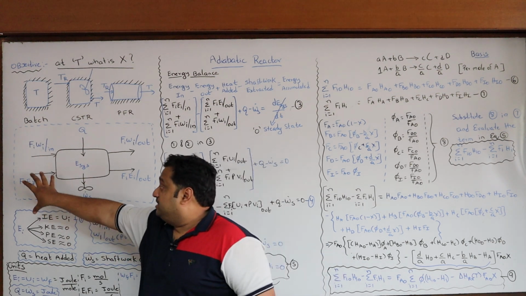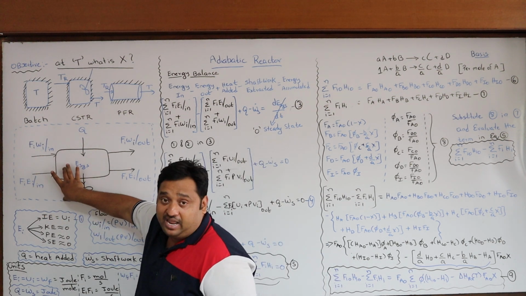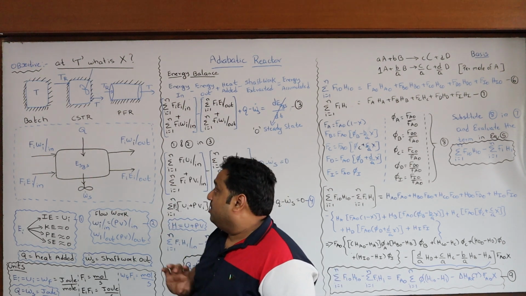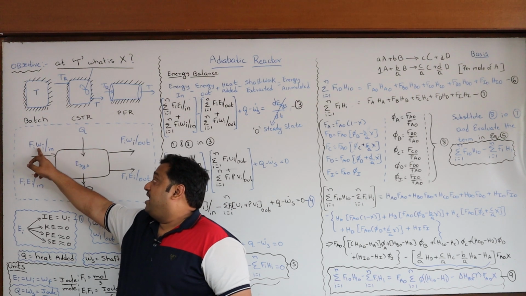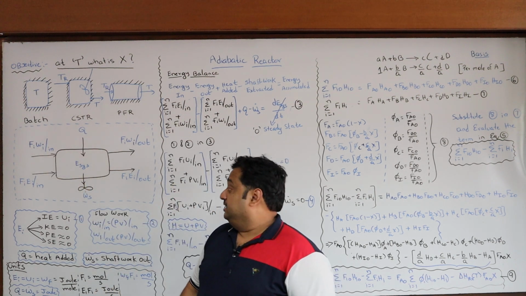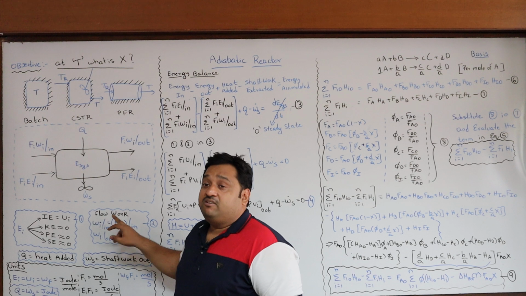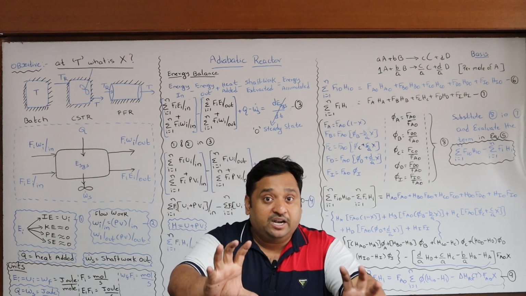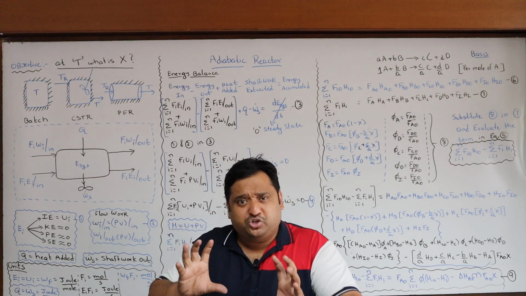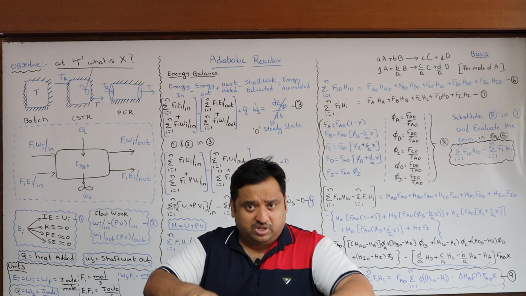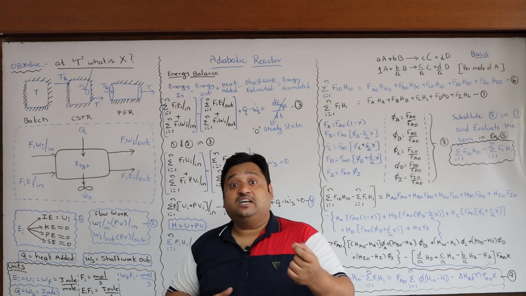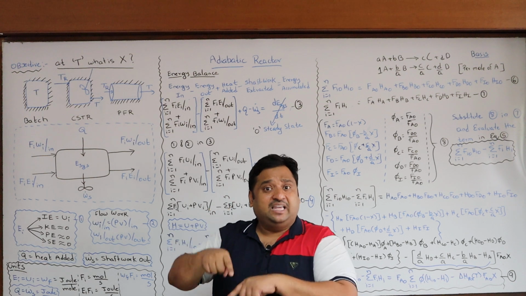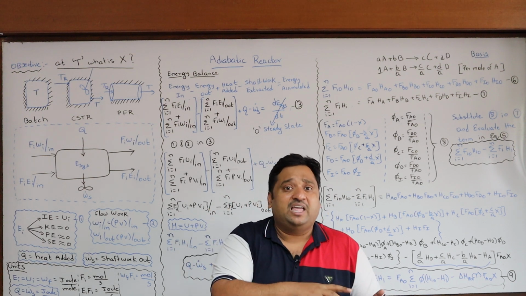How many joules per second are entering the reactor? How many joules per second are exiting the reactor? What are the other arrows? This Fi into Wi is termed flow work or PV work. That means if any molecule enters the reactor, it has to push things so that it can enter the reactor. That is called the flow work, because the pressure and volume inside the reactor are different from the pressure and volume outside the reactor.